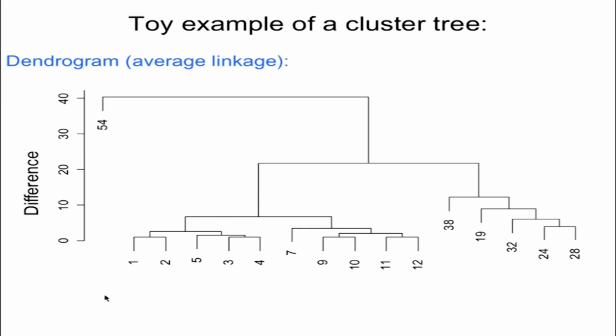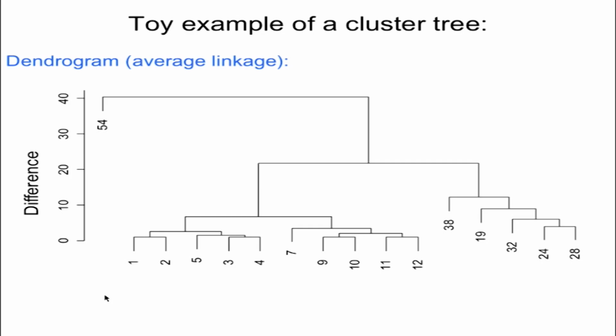Do you notice? Which tells you already an advantage of hierarchical clustering. It can deal with singletons, you know. It doesn't force 54 into this cluster. It just leaves it where it is.